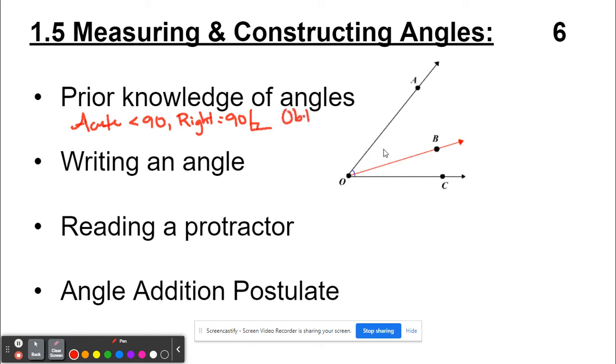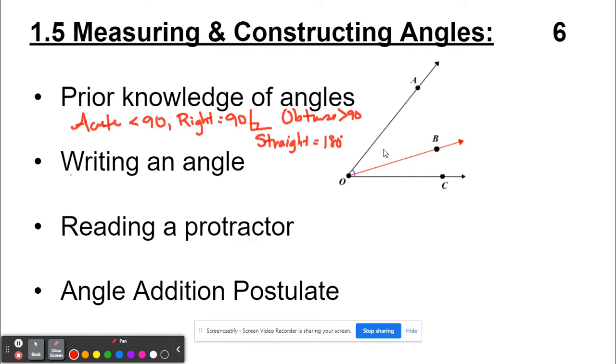And then obtuse is greater than 90, but it's also less than 180. So it does have limitations. It's not just any angle that's bigger than 90. We kind of say that, but we forget there is a limitation there. And then a straight angle is equal to 180 degrees. So obtuse is going to be in the section that's greater than 90, but less than 180. We're talking about angles that are bigger than 180, but that'll be when we talk about circles, so we'll talk about those a little bit later.